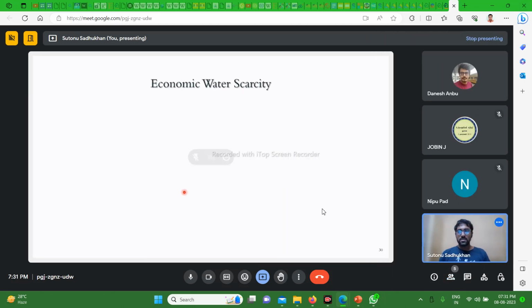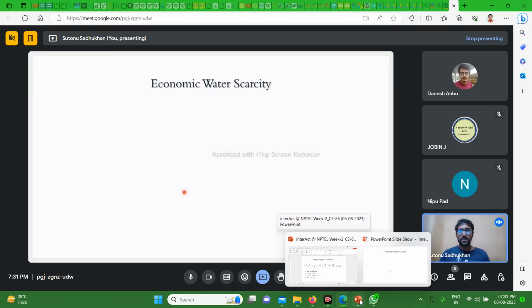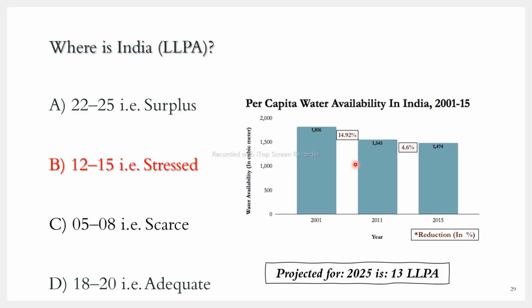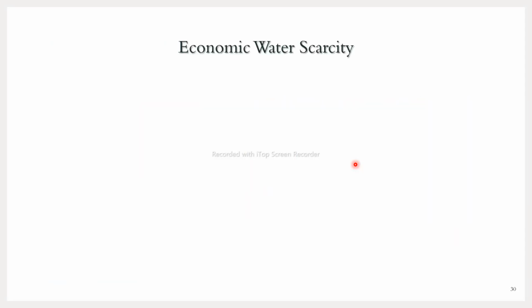So okay. One student named Ankit asked this question, and it is a very good question actually. We have seen what is water scarcity, what is water surplus, what is water stress, and what is adequate. But what is economic water scarcity? Is it the same as water scarcity, or is it something different?